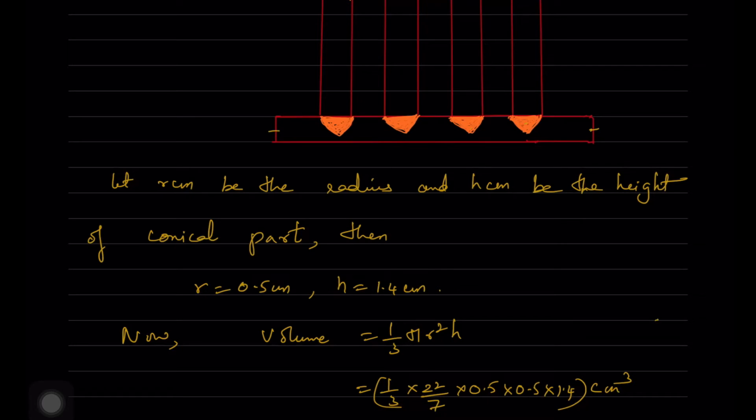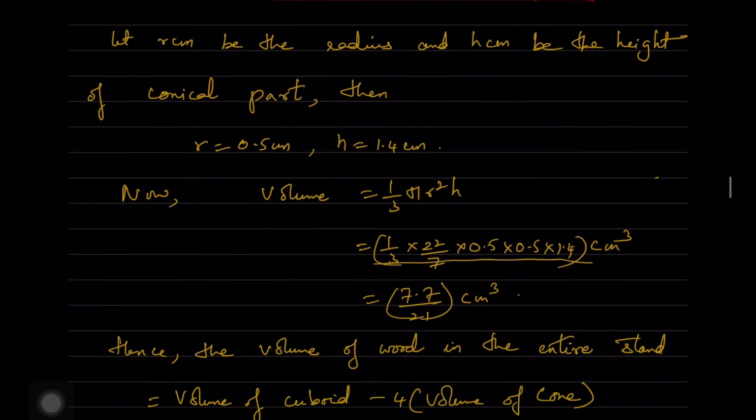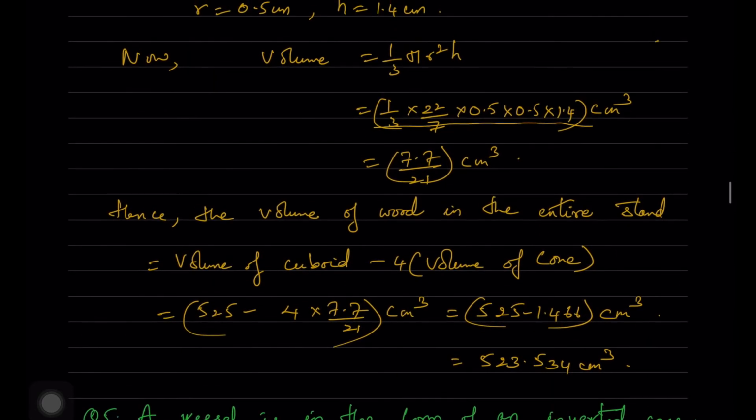1 by 3 pi r square h. So substitute the R and H values in this. You're going to get 1 by 3, 22 by 7 into 0.5 into 0.5 into 1.4 centimeter cube. So you're getting 7.7 divided by 21 centimeter cube.